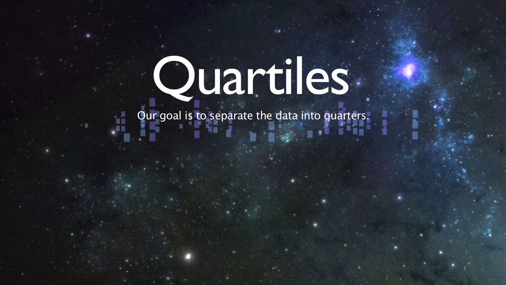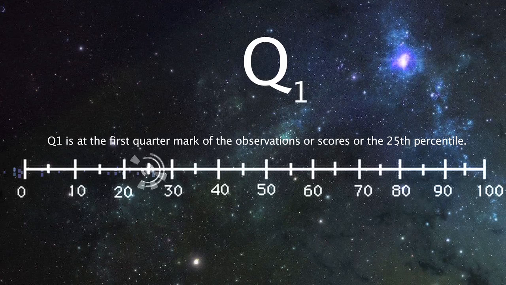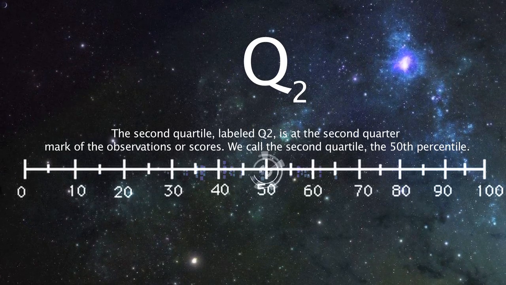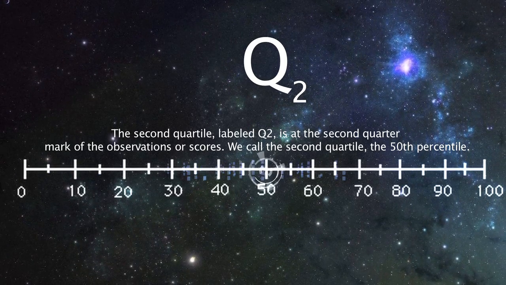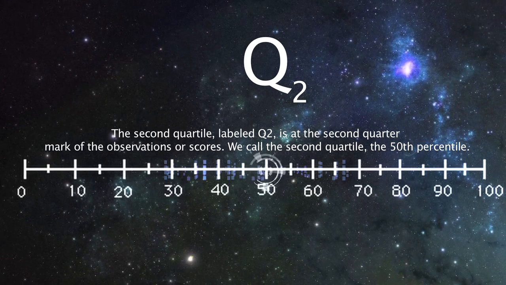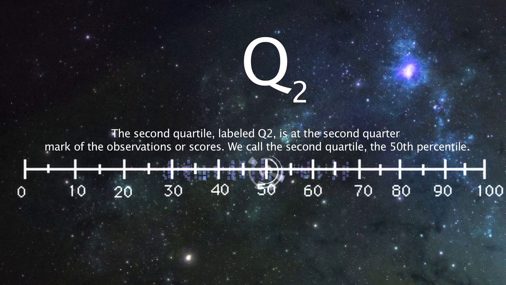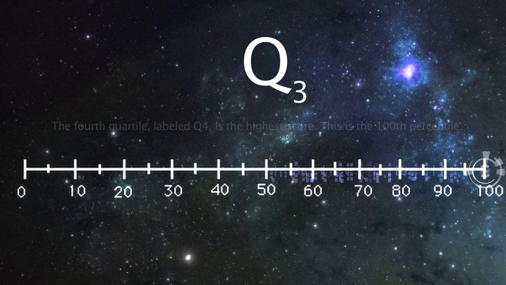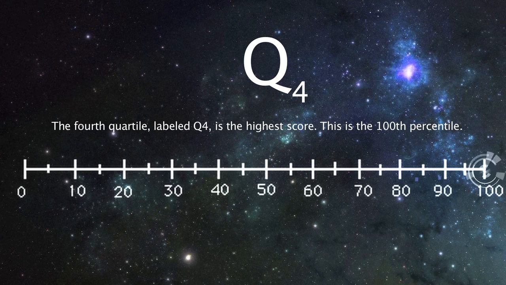Now let's consider how to find quartiles. Our goal is to separate the data into quarters. The first quartile is Q1. That is the 25th percentile. The second quartile, Q2, is at the second quarter mark of the observations or scores. We'll call the second quartile, or the 50th percentile. The third quartile, labeled Q3, is at the third quarter mark of the observations or scores. We call this the third quartile, or the 75th percentile. And the fourth quartile is Q4, or the 100th percentile.